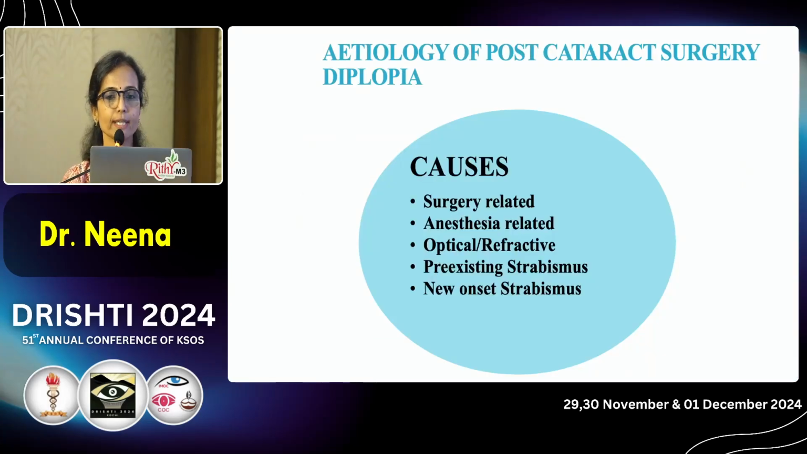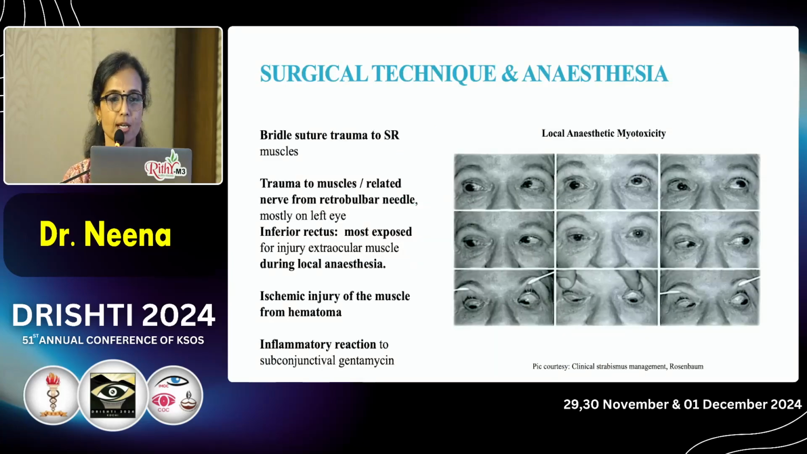So if you look at the etiology of post-cataract surgery diplopia, it could be surgery-related, anesthesia-related, optical or refractive, but most of them are due to pre-existing strabismus which is missed or a new onset of strabismus. So already these conditions have been described. Surgical technique can sometimes lead on to double vision, but it's usually the anesthesia, especially retrobulbar anesthesia or peribulbar anesthesia, which can injure the rectus muscles, most commonly the inferior rectus, which can produce a vertical squint.